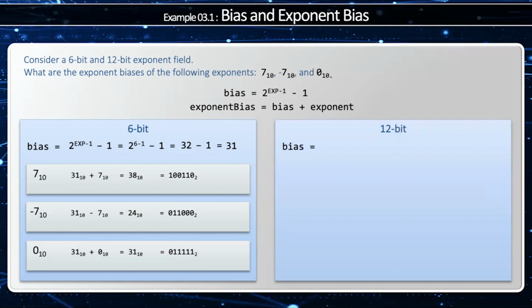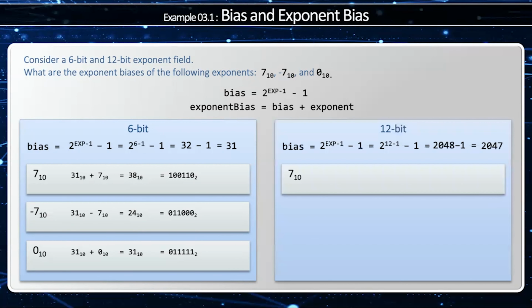So my bias is going to be 2 to the exp minus 1. Now, exp is 12 now. 12 minus 1 is 11. 2 to the 11 is 2048. Minus 1 is 2047, and that's my bias. So now, when I want to find 7 as my exponent, that's going to be 2047, which is my bias, plus 7, my exponent, and that's going to be 2054, which is going to be 1 and a whole bunch of zeros and 110. Okay, positive number, the leading bit is going to be 1.